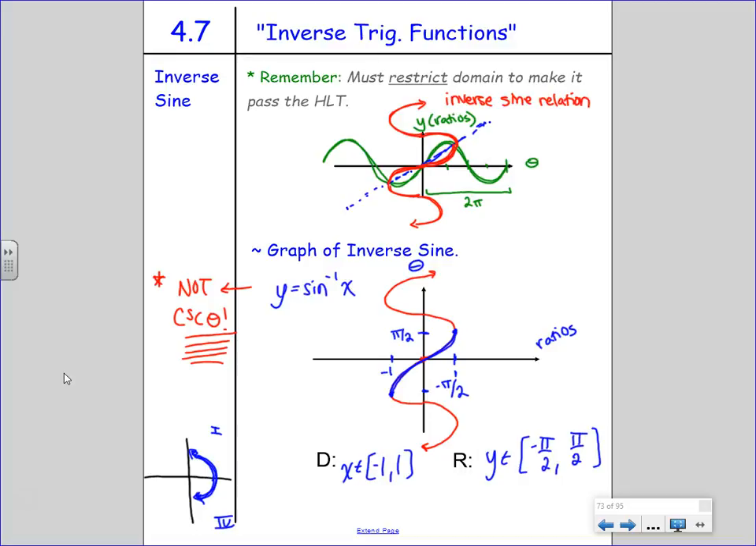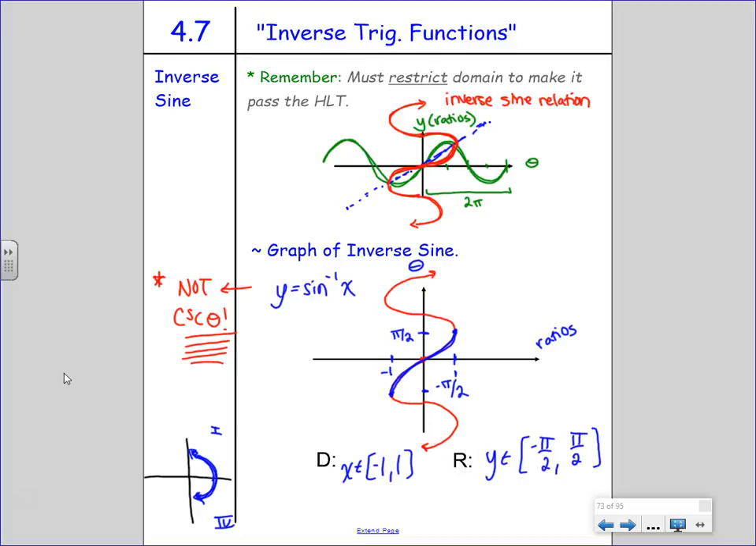Where does cosine start? Top. Very similar idea, but it just starts at the top instead. Unless it's a negative cosine, then where does it start? Okay, so that was 4.5. What's 4.6? Graphs of other trig functions.